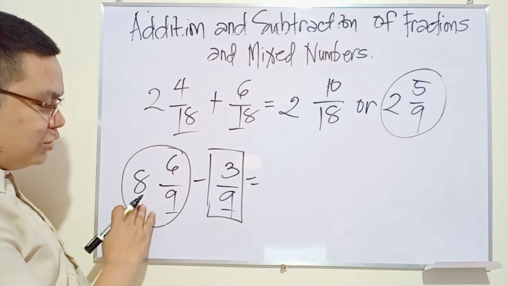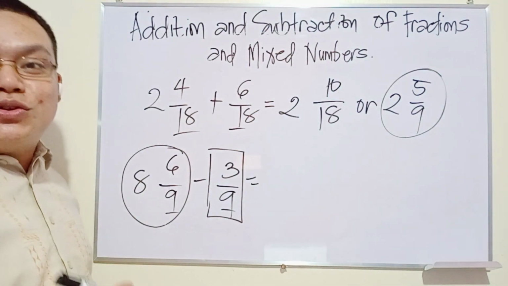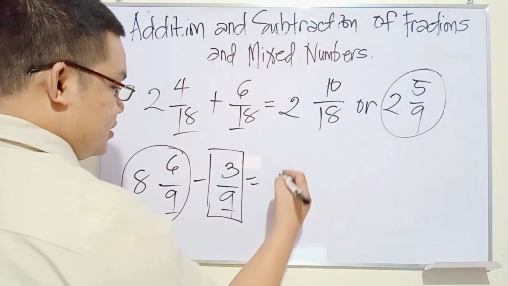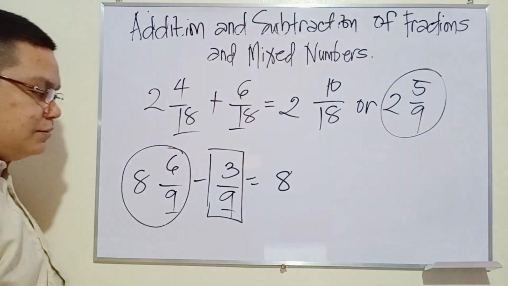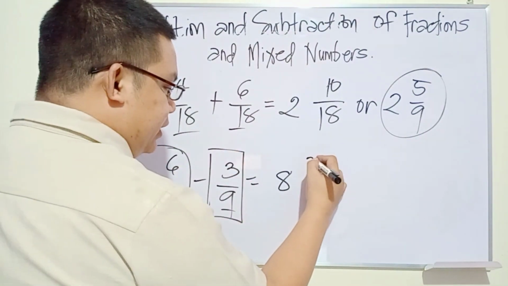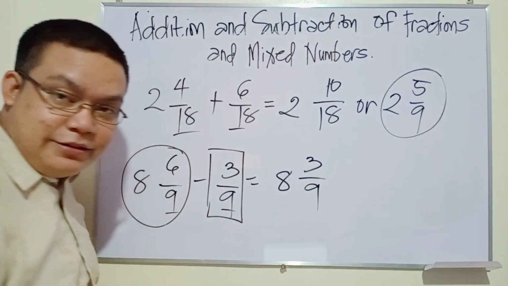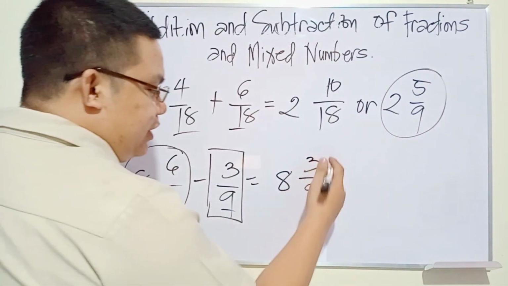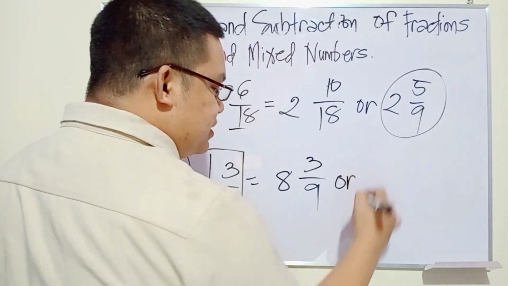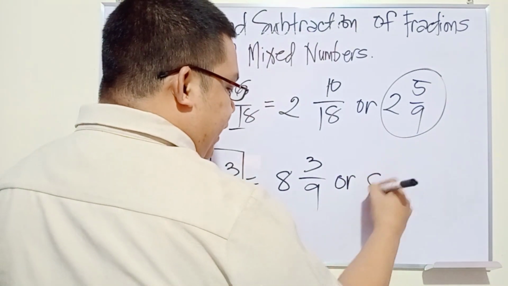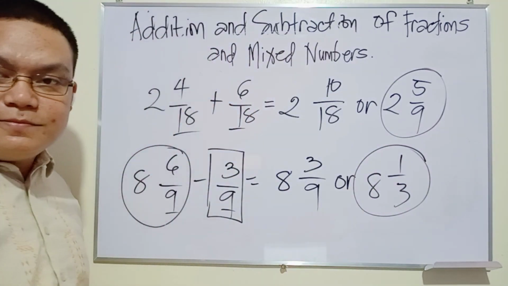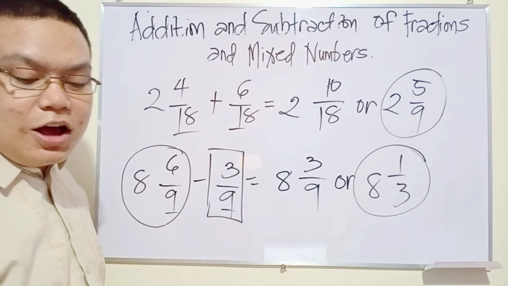Eto sir, meron pong whole number, eto po wala. So, kapag ganon, we just copy the whole number. So, 8, 6 minus 3 is equal to 3 over 9. Copying the common denominator. So, 8 and 3 over 9 can be reduced or simplified into 8 and 1/3.